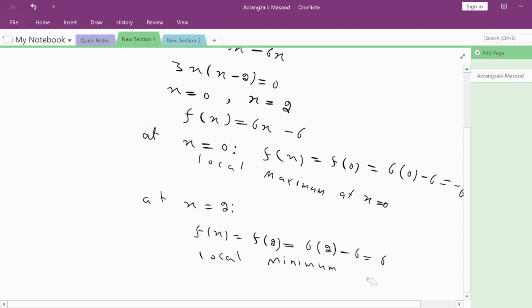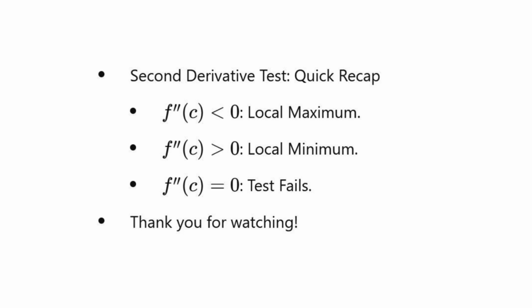To summarize, use the second derivative test to classify critical points. If f''(c) is less than 0, local maximum. If f''(c) is greater than 0, local minimum. If f''(c) equals 0, the test fails, use other methods.